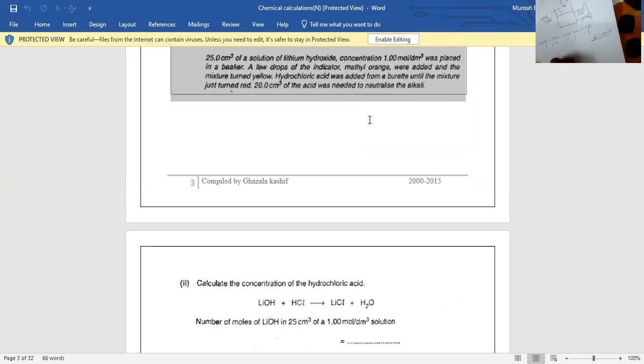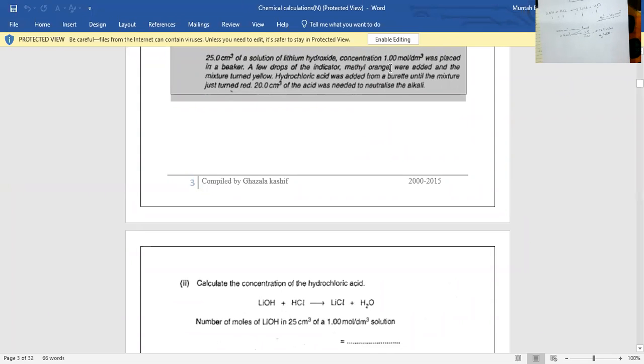Okay, so 1000 cm cube has how many moles? 1 mole. 1 mole per dm cube. 1 dm cube is 1000 cm cube. That means 1 mole in 1000 cm cube. Okay, and 25 cm cube will have how much? So again, ratio method. 25 divided by 1000. I get 0.025 moles of lithium hydroxide.